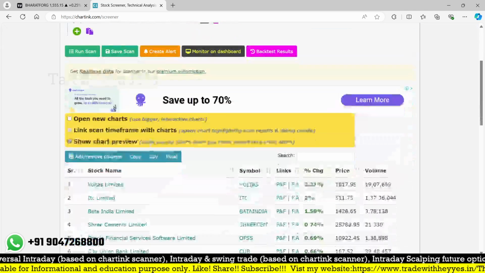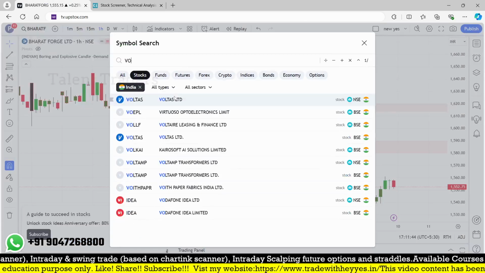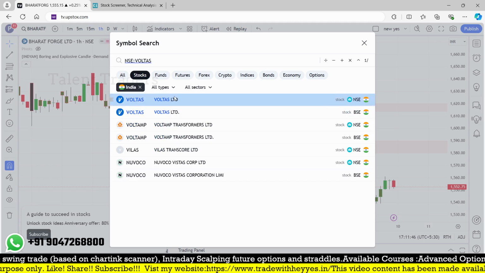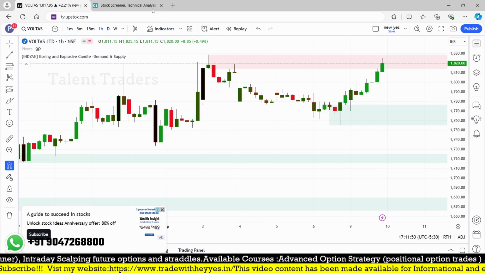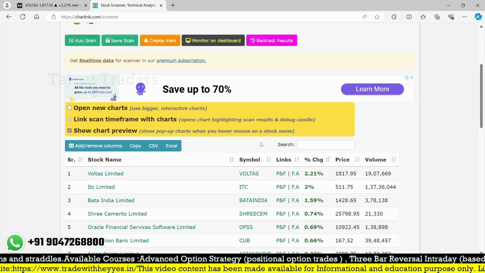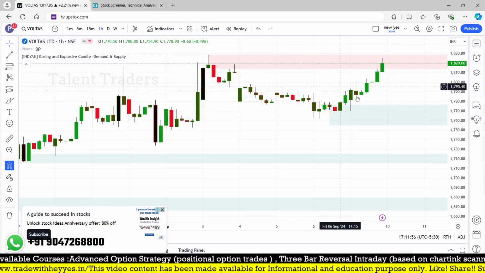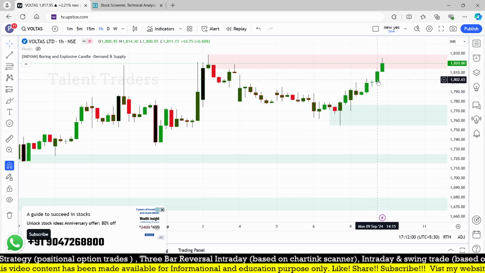So let me run the scan and see if we have any stocks. Let me see, Voltas came here. So Voltas is in this list. That may be around 2:15, I think the time. The last closing time is 2:15, and that came into the scanner. So rally, sorry, we are looking for a rally. Yeah, big candle, small candle, and the concept.